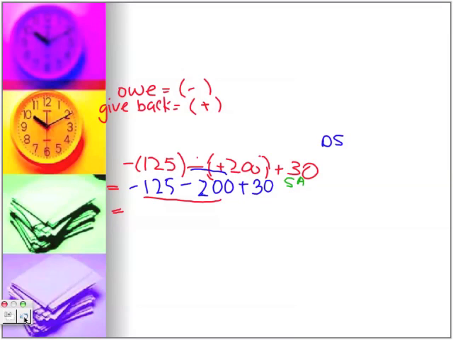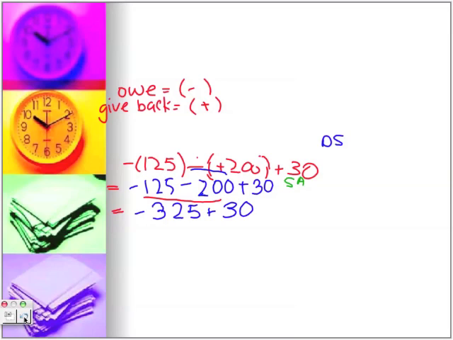Okay, that's right. So what's the bigger number? And what's the sign of the bigger number? Negative. That's why this is a negative 325. You guys don't really need to figure out which one's the bigger number when you see two positives together or two negatives together.